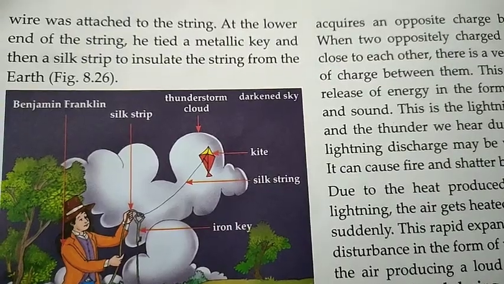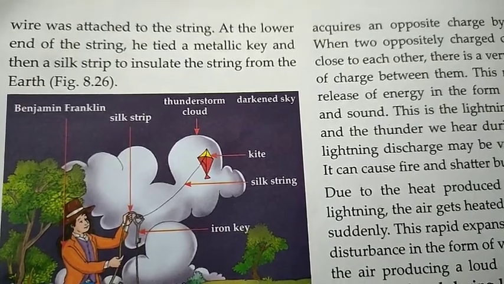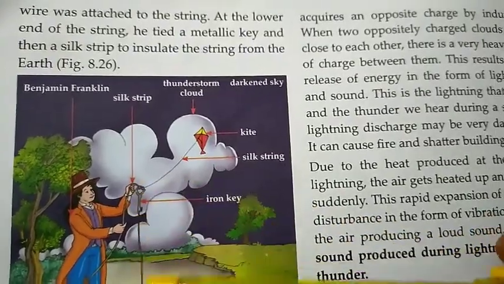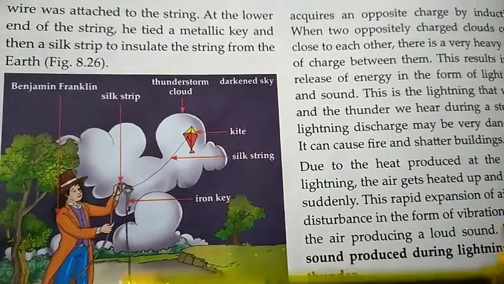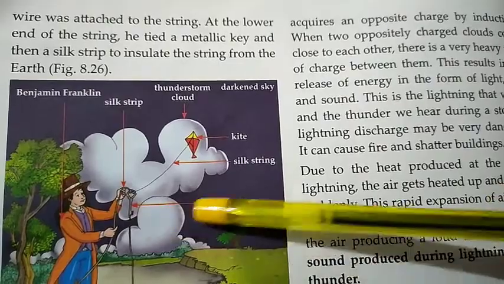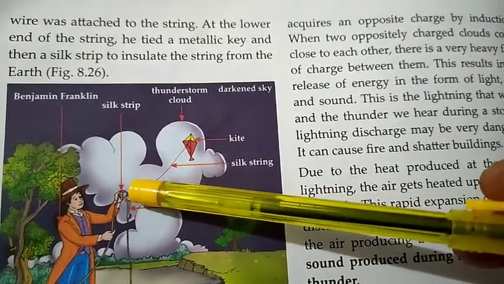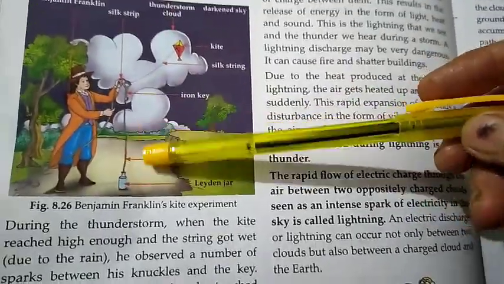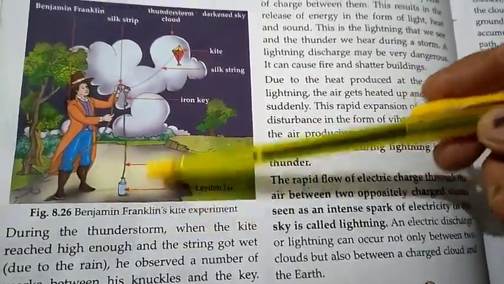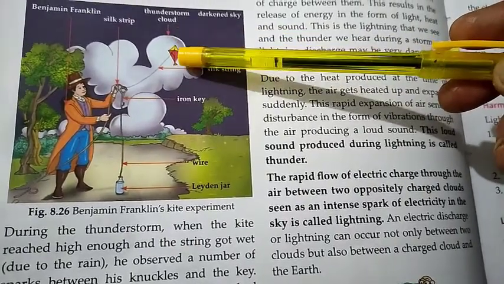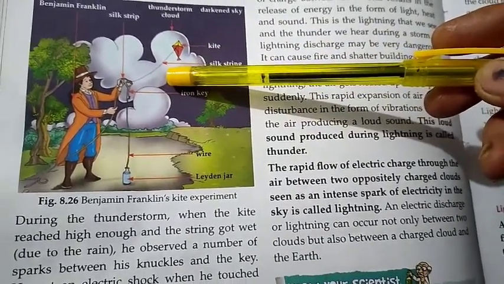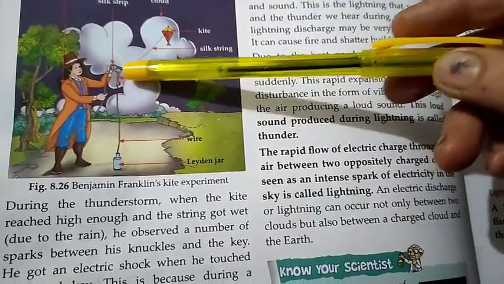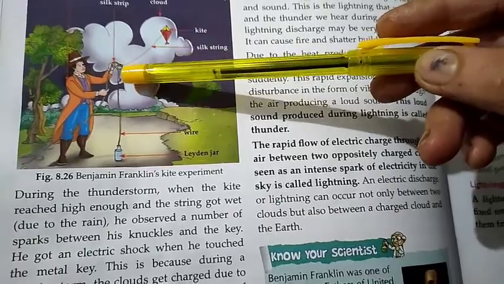The other end of the wire was attached to the string, and at the lower end of the string he tied a metallic key. This is the wire, and this is the key attached to this wire, and this is a silk strip to insulate the string from the earth. Then during the thunderstorm, when the kite reached high enough and the string got wet due to rain, he observed a number of sparks between his knuckles and the key. He got an electric shock when he touched the metal key.